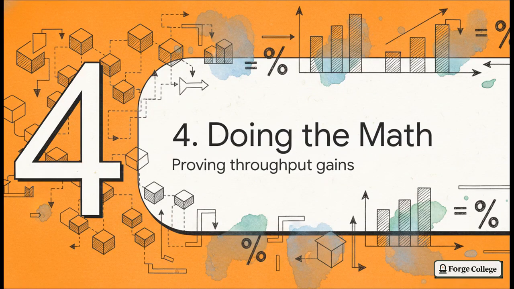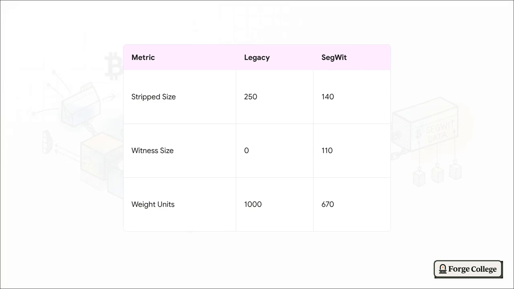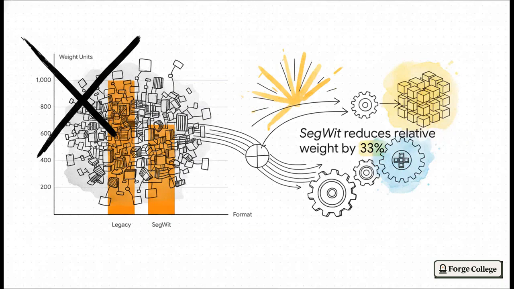All right, section 4. Let's do the math and actually prove these throughput gains. Let's plug in some actual numbers to see exactly how much space we're saving on the blockchain. Imagine a legacy transaction of 250 bytes. Since every byte counts the same there, that's a straight 1,000 weight units. But if we format that exact same transaction as SegWit with, say, 140 stripped bytes and 110 witness bytes, the math completely changes. 140 times 4 is 560, plus the 110 witness bytes, it comes out to just 670 weight units.